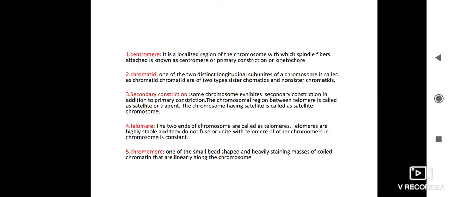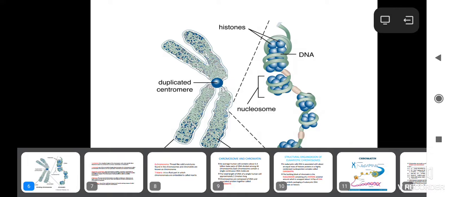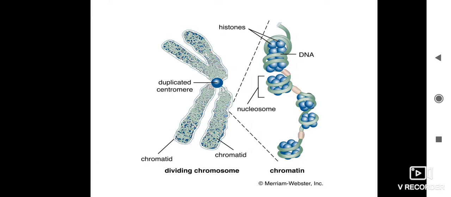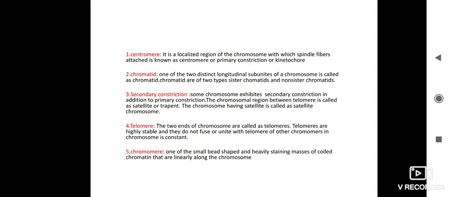First one is centromere. Centromere is a localized region of the chromosome with which spindle fibers attach, known as centromere or primary constriction or kinetochore. This central part is centromere. Next, chromatid. One of the 2 distinct longitudinal subunits of a chromosome is called a chromatid. Chromatids are 2 types: sister chromatids and non-sister chromatids.